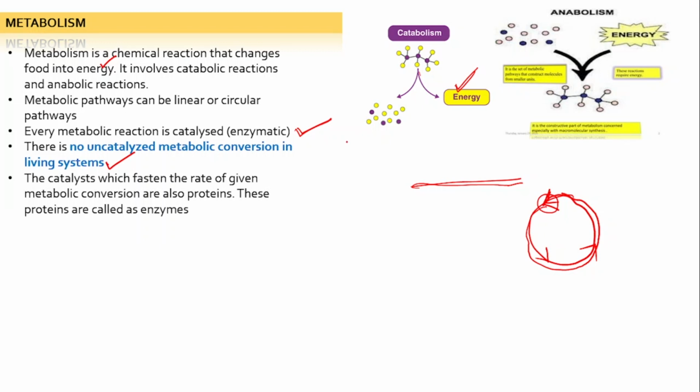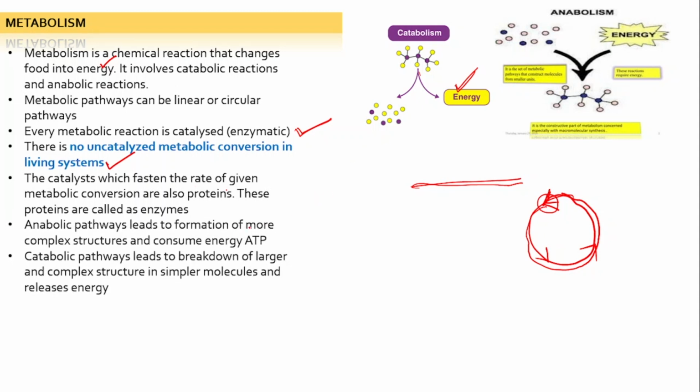The catalysts which fasten the rate of a given metabolic conversion are also proteins. The catalyst means, like enzymes, which are involved in the reaction. The catalysts which increase the rate of reaction, which fasten the rate of a given metabolic conversion, are also proteins. Before we learned about hormones; enzymes are also proteins. These proteins are called enzymes.